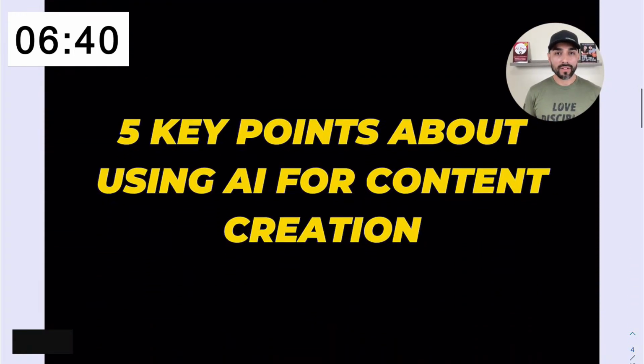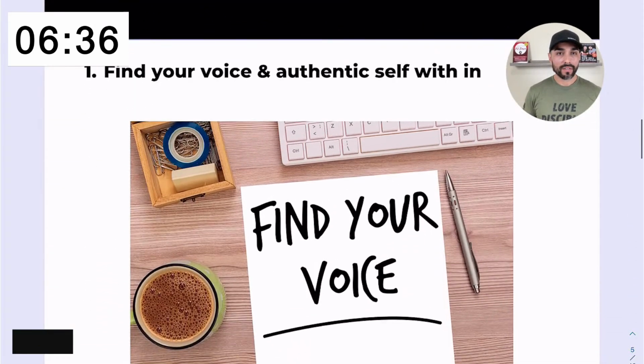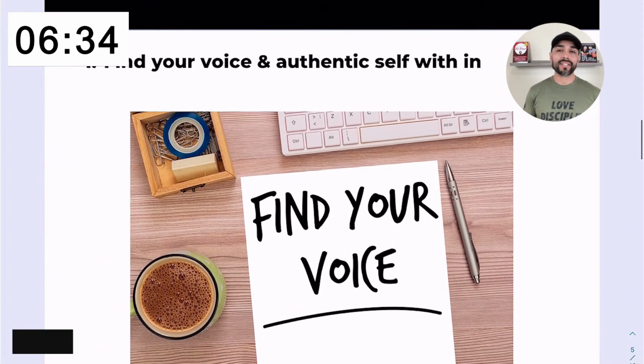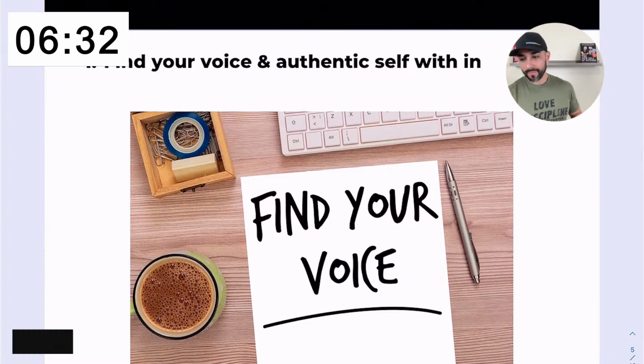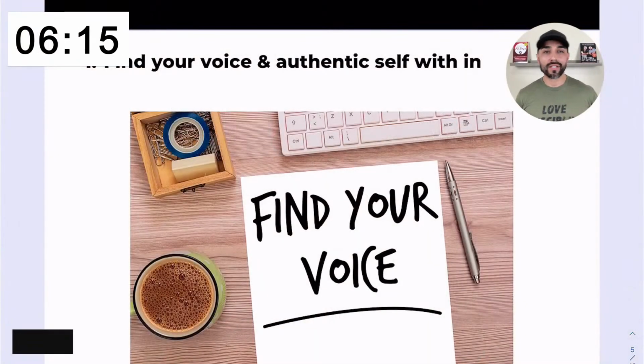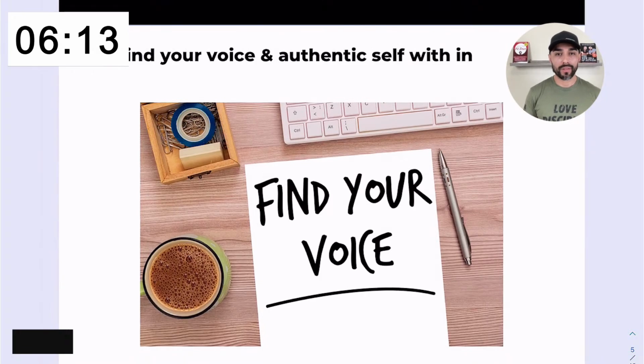All right, let me give you 5 key points about using AI for content creation, okay? The very first one is find your voice and authentic self within it, okay? Where people make the big mistake here with artificial intelligence is they'll write prompts and tell the ChatGPT what to do, but they're not using their own voice. They're not using their own messaging, okay? So that's almost kind of like plagiarizing, where they're just copying and pasting. So use your own authentic voice, right? And find your messaging and self within it, okay?